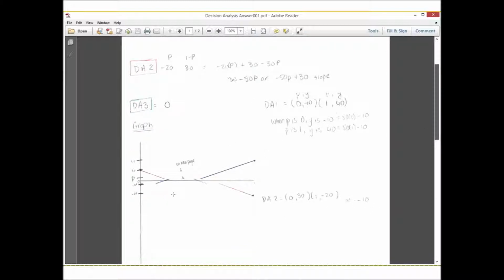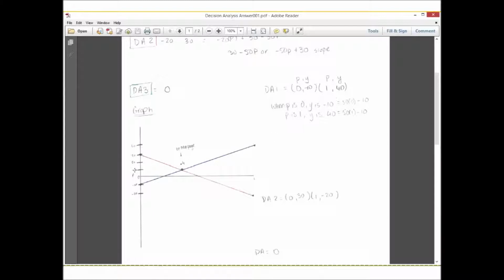The blue line is my decision alternative 1. So you see negative 10, which is 0, negative 10, and then 40. I know this is a little off, but it's 1 comma 40. And I did the same thing for decision alternative 2.